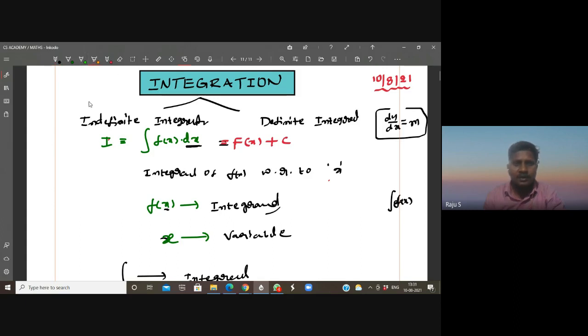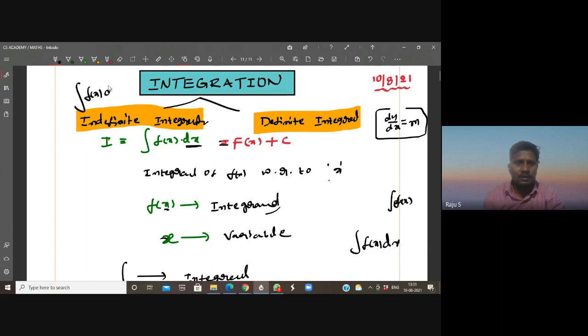Okay, indefinite integration, definite integration. Whenever they have given only the integral of f of x dx like this, it is called indefinite integration. I'm going to write it here. This is the indefinite integration. In case the question gives a to b, a lower limit and an upper limit, this is called definite integration.